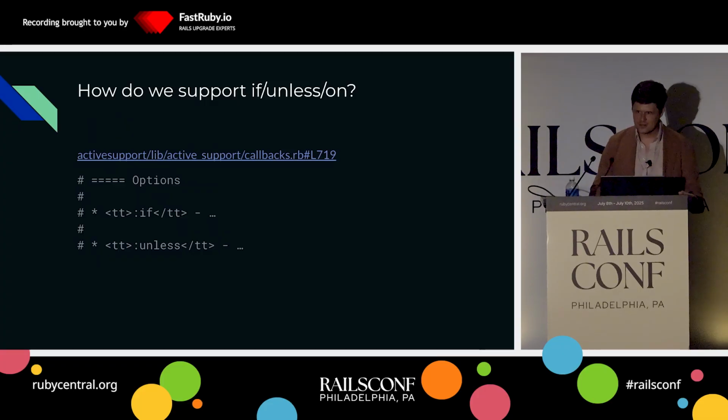And so if we look at callbacks, we see we've got our options here, if and unless. And now earlier, we're just calling the validator directly. We're completely bypassing that paradigm I mentioned earlier of registration and then running. And so this tells us that we need to hook into that callback code to get these options working.